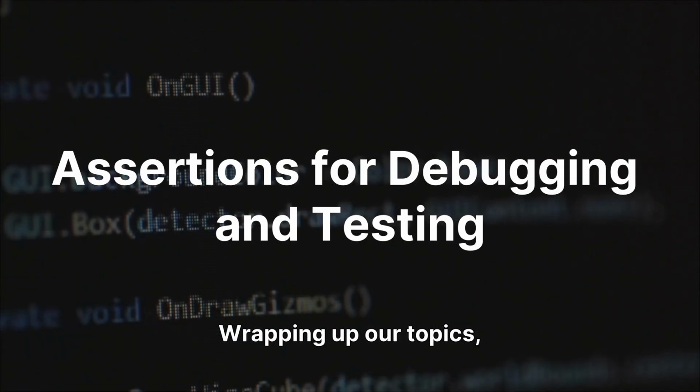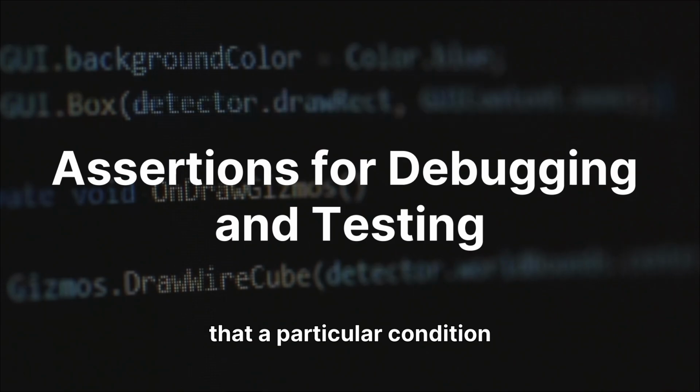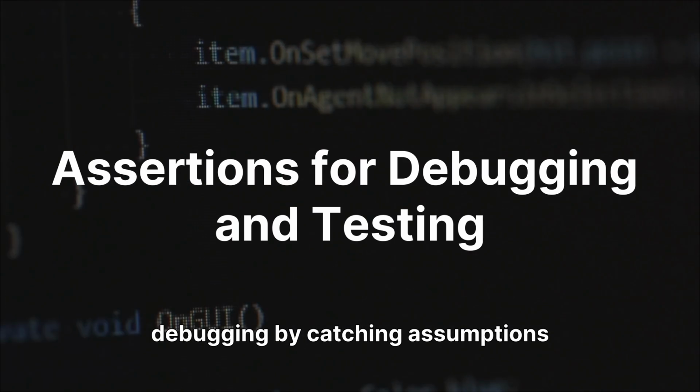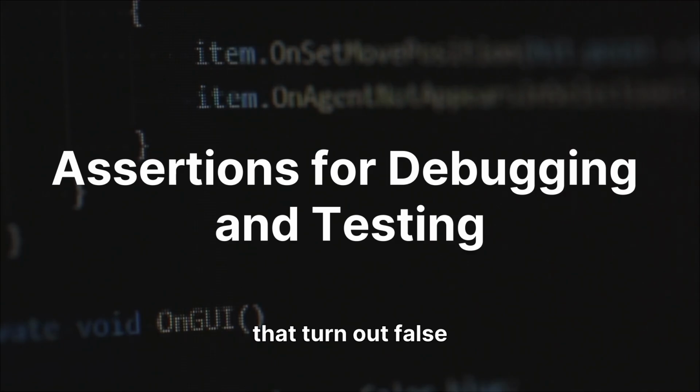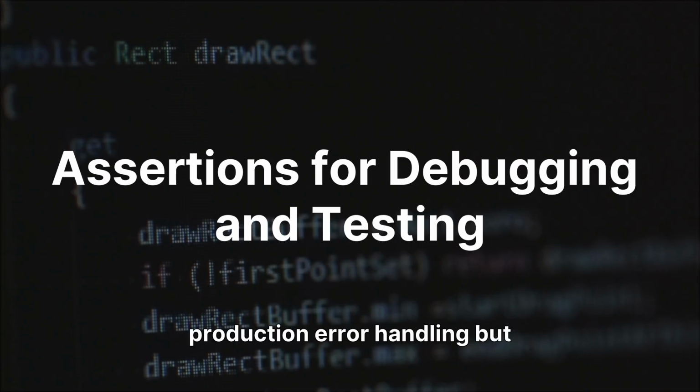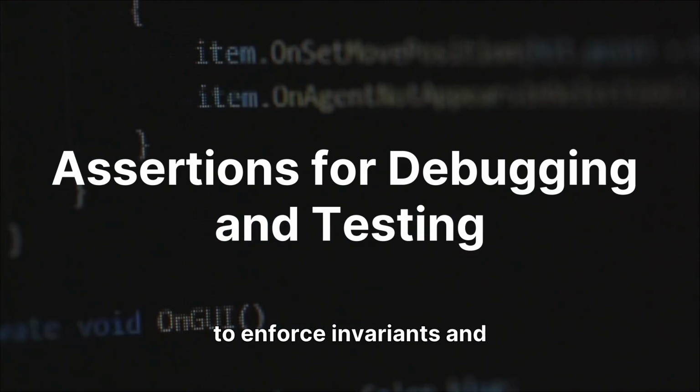Wrapping up our topics, assertions serve as declarative statements in your code that a particular condition must hold true at runtime, primarily aiding in debugging by catching assumptions that turn out false and in testing to validate program behavior. They're not meant for production error handling, but are invaluable during development to enforce invariants and expose logical flaws early, saving time and frustration in the long run.